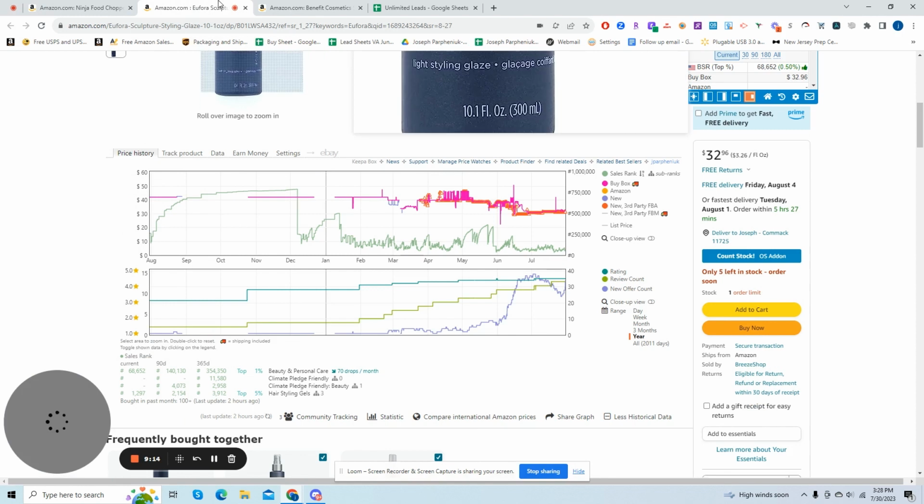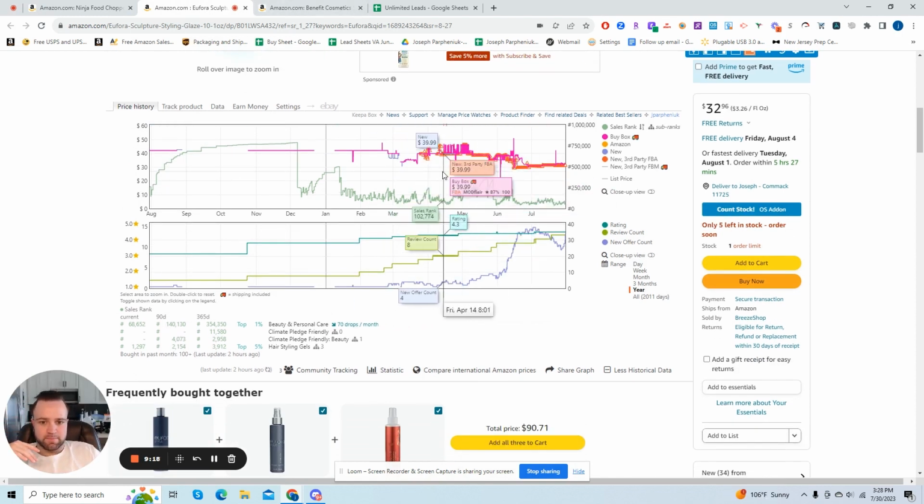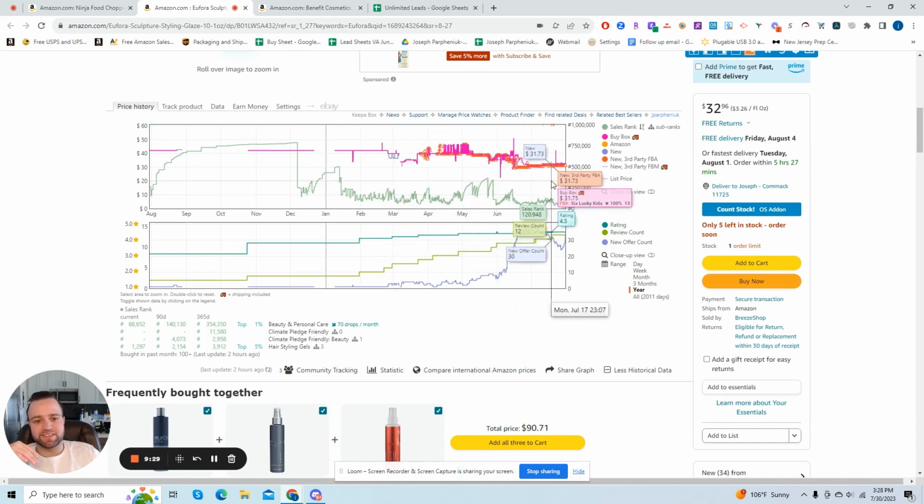So these are two Keepas that I would pass on. The reason why I would pass on this one is there's not a lot of data here. The listing really started to come to life in April, so that's only about 3 months of data. I like to see a 6-month Keepa. That really gives me an idea if this price is going to stay consistent or not. So not a lot of data here.